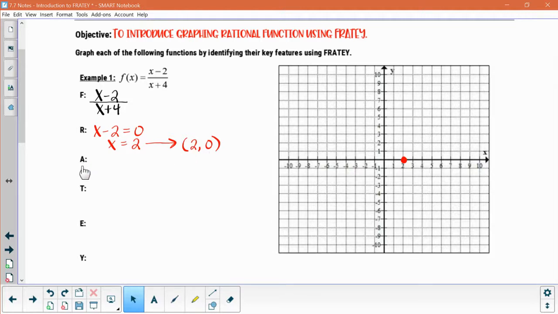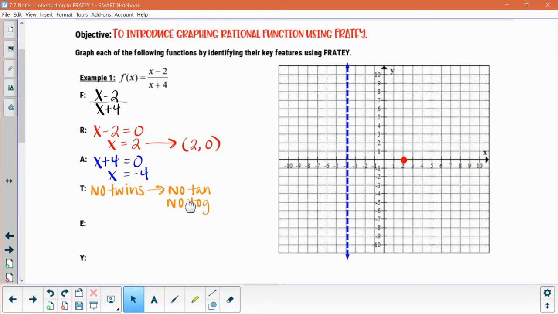A stands for asymptotes, which are our vertical asymptotes. So I'm going to take my denominator, set it equal to 0. I get a vertical line at x is equal to -4. And if you notice, as I am going through the steps of FRATEY, I'm adding on the pieces that I know to my graph. T stands for twins, meaning I'm looking in the numerator to see if I have two of the same factor, and in the denominator to see if I have two of the same factor, which in this case I do not. So I always include a statement that says no twins, therefore no tangency, no togetherness.